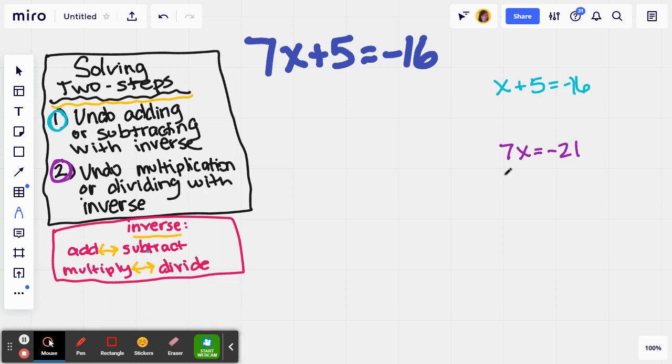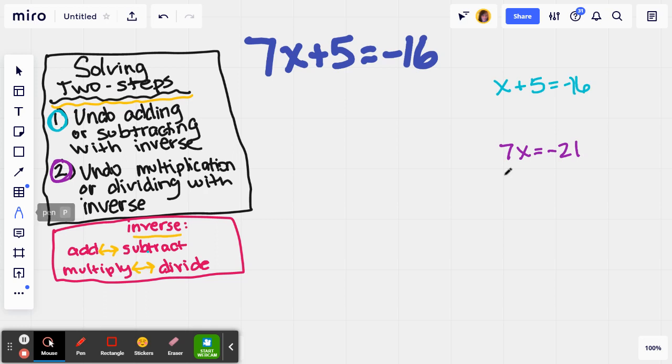Okay, let's look at the second step. It says undo multiplication or dividing with the inverse. So again, if the original problem has multiplication, the second step is going to be dividing because we can see that's the inverse. If the problem starts with dividing, then the inverse of that is multiplication. So we're kind of always doing the opposite.